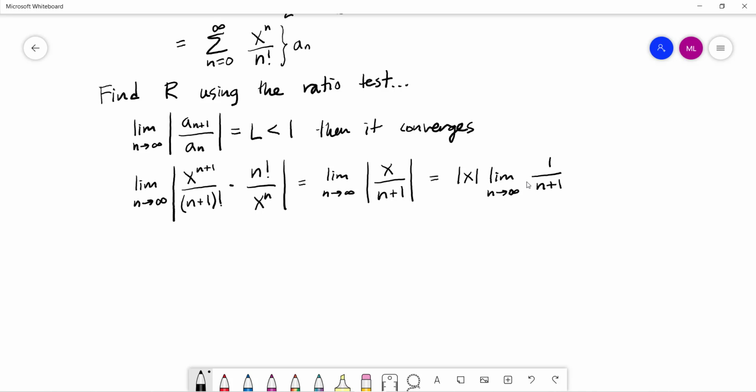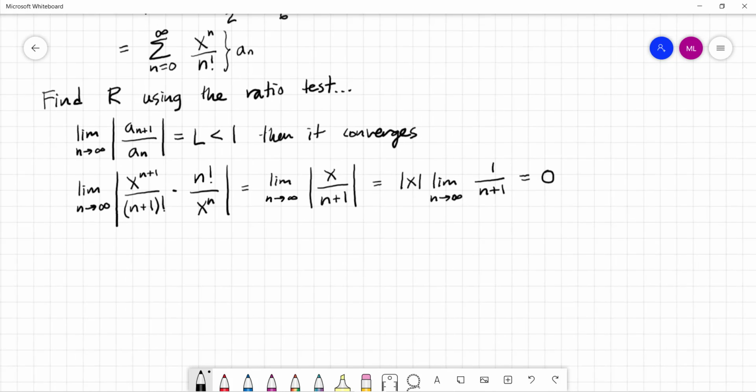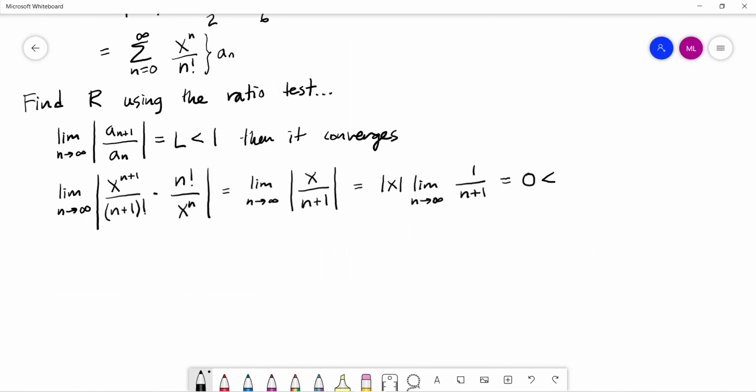What does this limit go to? Well, as n gets very large, this whole thing, regardless of the value of x, is going to 0. So it always converges. It is always going to give us 0, which is less than 1, regardless of the value of x. What does that tell us? That means that the radius of convergence is infinite. It converges for every single possible value of x. There are no restrictions on what x can be.